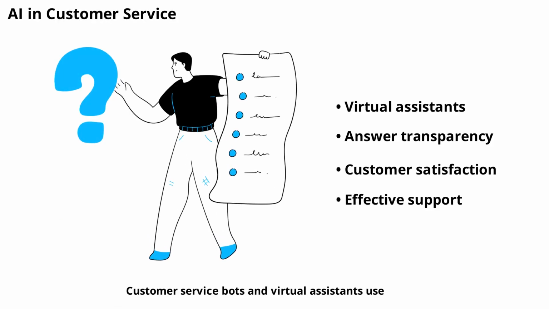Customer service bots and virtual assistants use AI to handle inquiries and solve problems. Explainable AI helps customers understand why certain answers or solutions are provided. This transparency leads to higher satisfaction and more effective customer support.